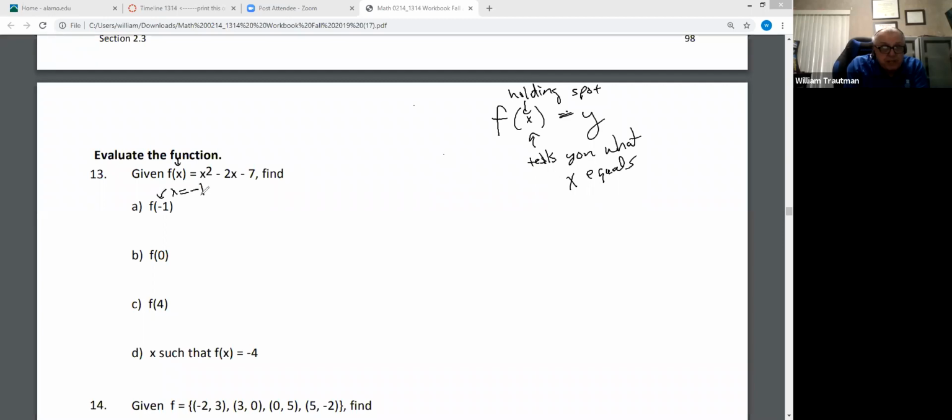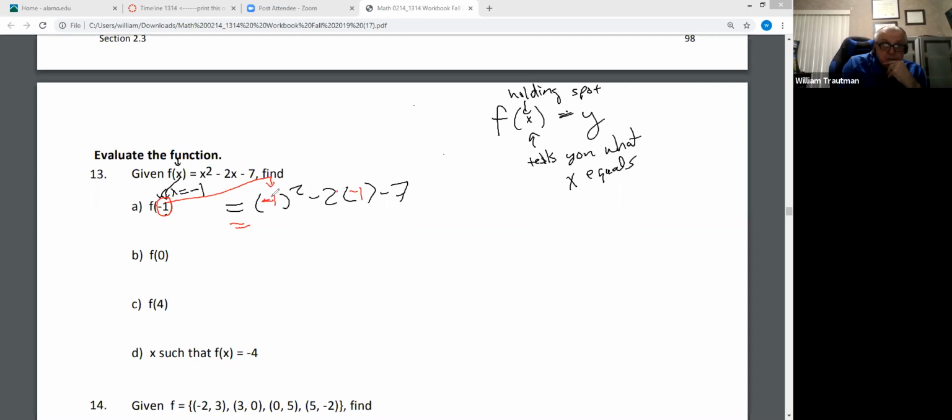So down here, they said x equals -1. Do you see this function? That little spot in there is telling you what x equals. X equals -1. So we're going to rewrite the function and plug -1 into the x. Do you see? There's our x value. And I want to put it in a calculator exactly as I see it now.